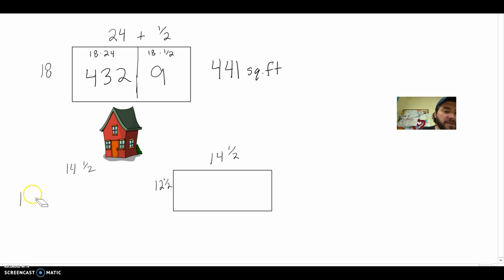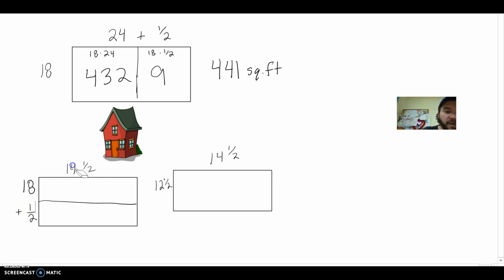And this one here, if I take this and make this 18, I'll have 18 and then a half foot down here. So 18 and 1/2, and this is 14 and a half. So I've got 18 times 14 here. That's the area of that partial rectangle. 18 times 14.